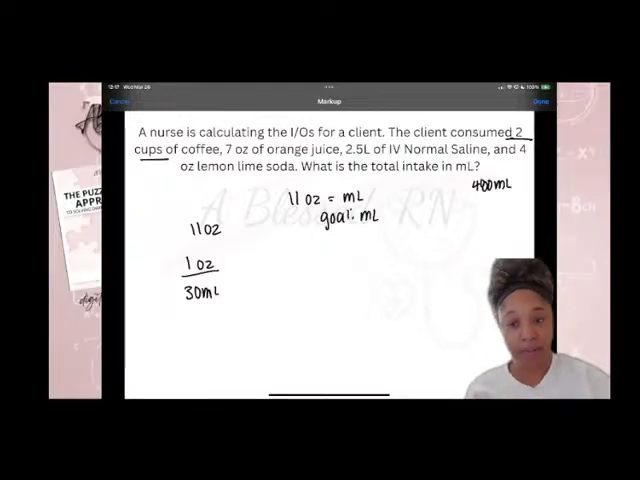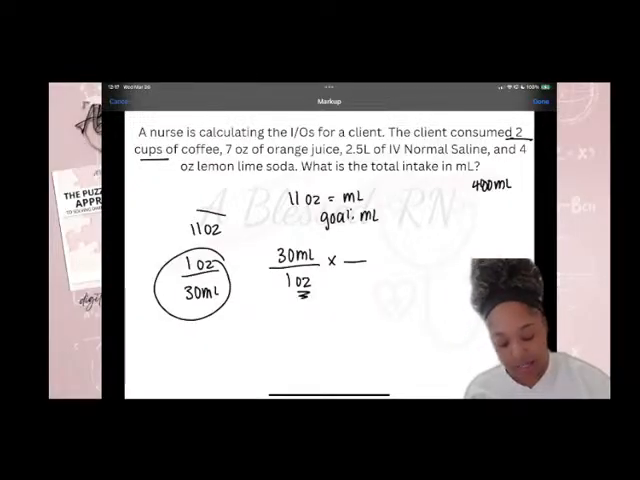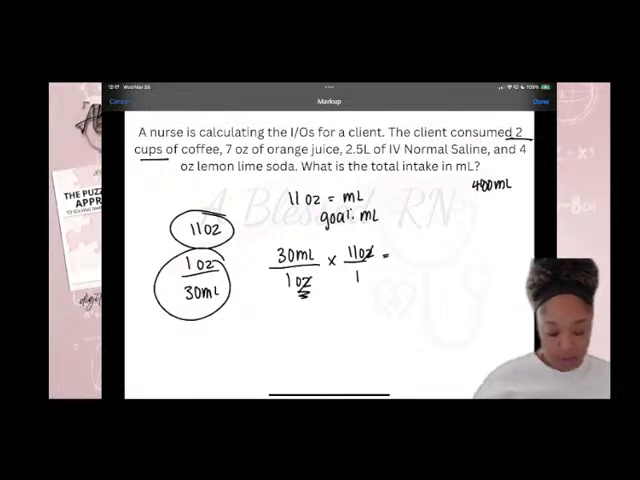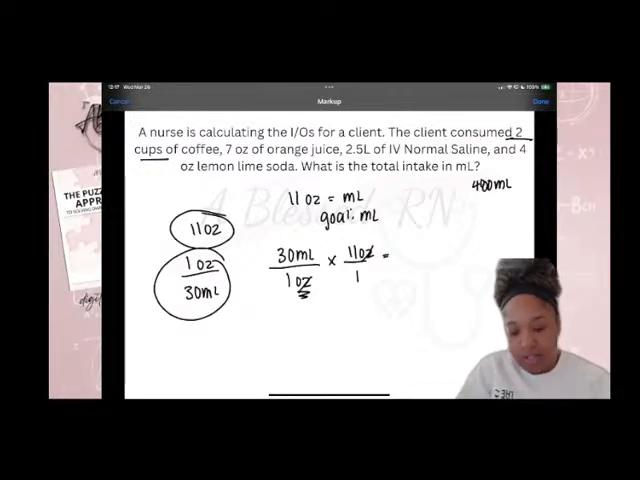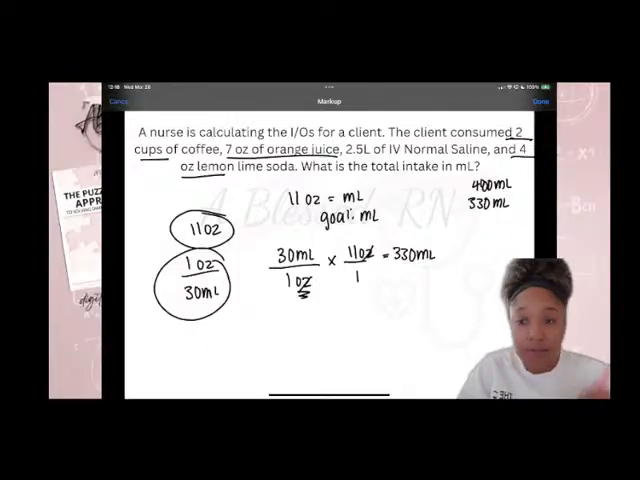All right, those are my puzzle pieces. What am I going to start with first? My milliliters, because that is the goal, okay? So take this piece right here, you flip it. 30 mLs is 1 ounce. Now my ounces are on the bottom, so I need to put my ounces on the top so they'll cancel out. I'll put it over 1 because it's not equal to anything, it's just itself. So then we'll do 30 times 11, which is 330 milliliters. Okay, so that is my orange juice and my soda combined because both of those were in ounces.